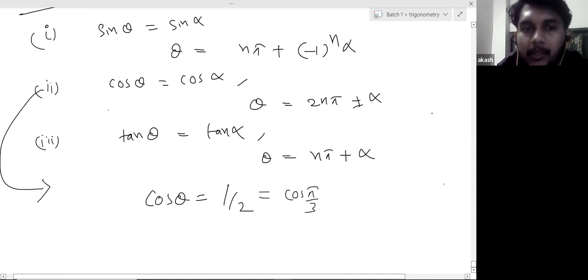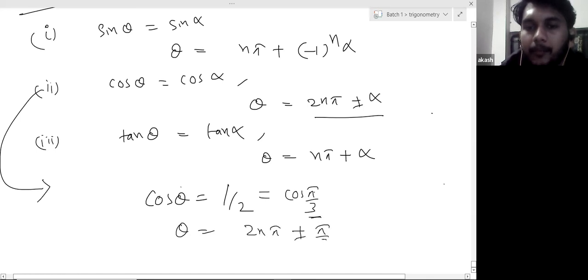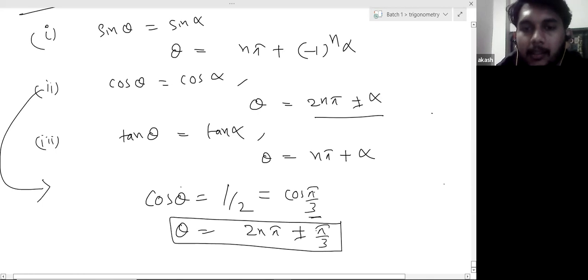Now this is the second case. Cos theta is cos some angle. So theta will be equal to, the formula is 2n pi plus minus alpha. So 2n pi plus minus alpha is pi by 3. This will be the general solution for this question. This is clear?